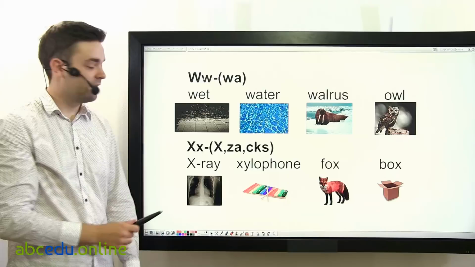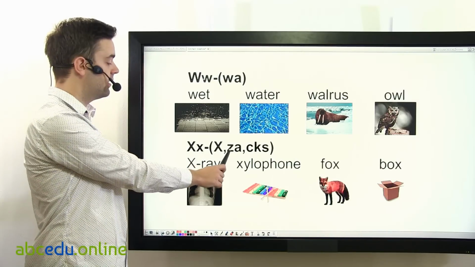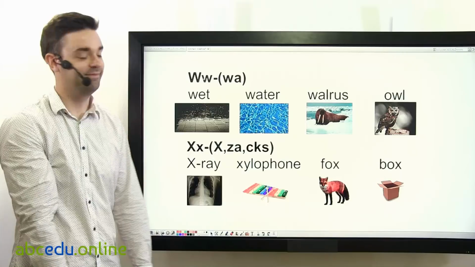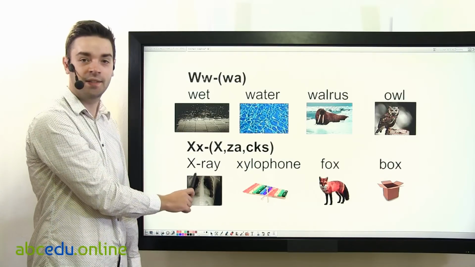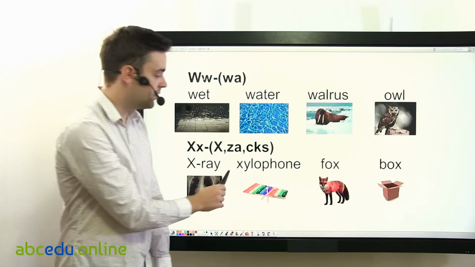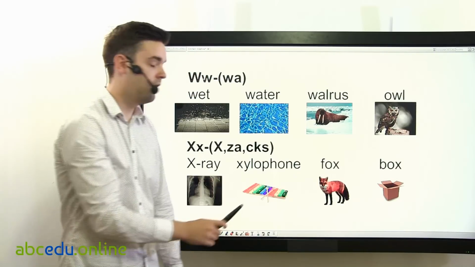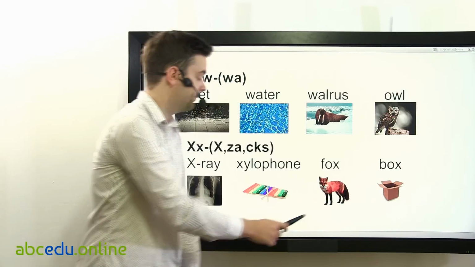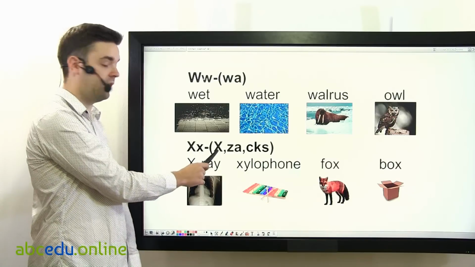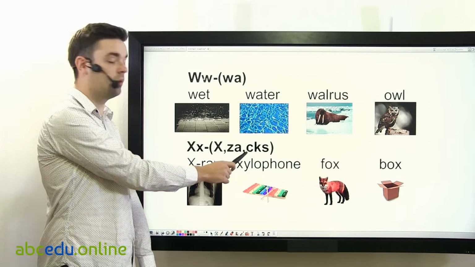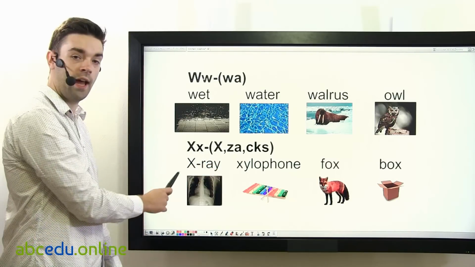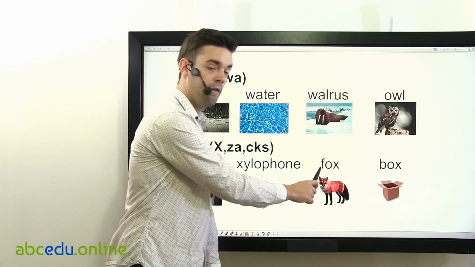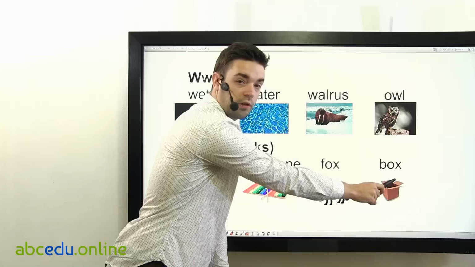X. It can be X, Z, or X. So X-ray, xylophone, fox, box.